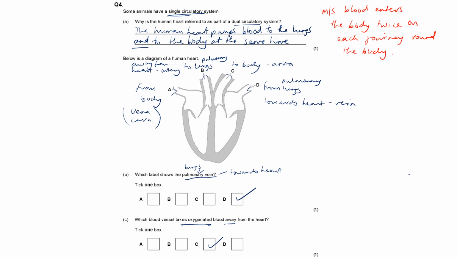Now, when I check the mark scheme, just good to know again, the mark scheme says blood enters the body twice on each journey around the body for question 4 part A. Now that's a long-winded way of saying what I have just said. They both give the same mark, or will be credited a mark. But again, this is a reason why it's good to use the mark scheme to help you when you're learning these definitions, for example.